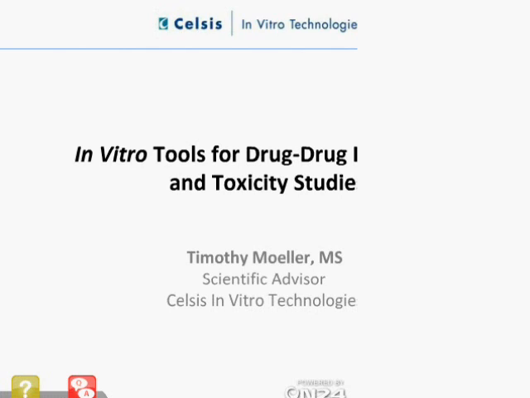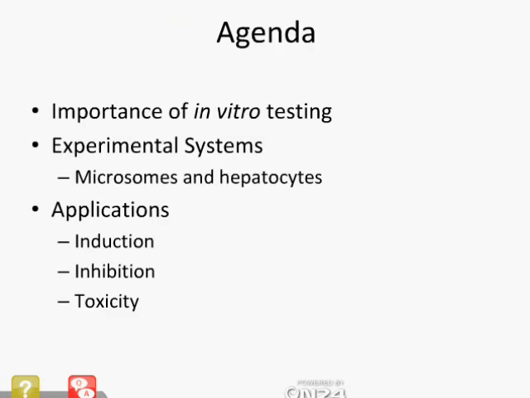I will begin with a quick overview of in vitro testing in drug discovery and development stages, as well as defining two key experimental systems for such purposes. I will then provide some examples of their applications to screen for induction, inhibition, and toxicity potentials.